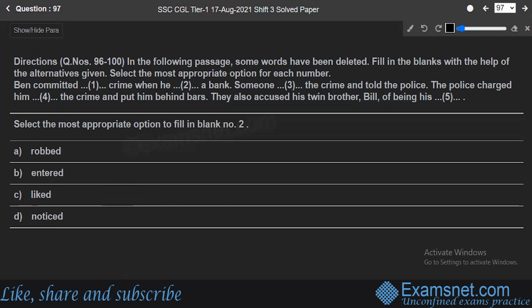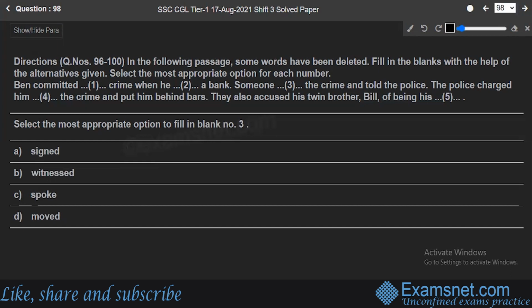Next, question number 97, you have to tell the second blank. When he dash a bank: when he robbed a bank, when he entered a bank, when he liked a bank, or when he noticed a bank. Well, he performed a crime, right? That means obviously he had robbed that bank. Entering is not a crime, liked is not a crime, noticed is not a crime. The crime over here that, of course, we are talking about is that he has robbed the bank. Option A. So Ben committed a crime when he robbed the bank. Option A. Right? Let's move to the next one.